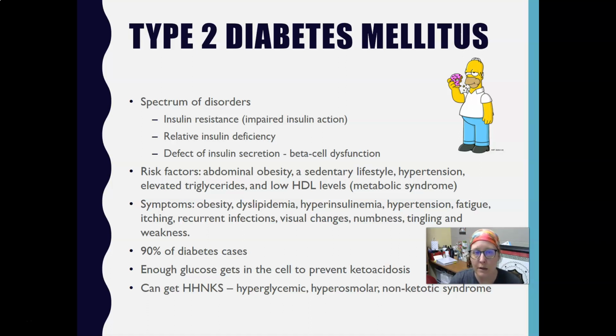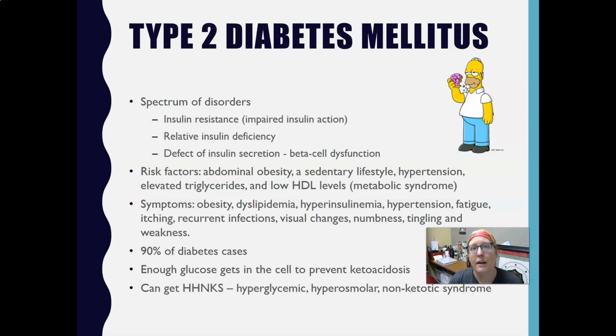So the symptoms of type 2 diabetes are obesity, dyslipidemia, so again, the elevated triglycerides, low HDL, high LDL, all of that, hyperinsulinemia, so high insulin level in the blood, hypertension, so high blood pressure, fatigue, itching, recurrent infections, visual changes, because it does affect the capillaries in the eyes, numbness and tingling and weakness. So that also causes nerve damage. And so they have a bunch of stuff that goes with it.